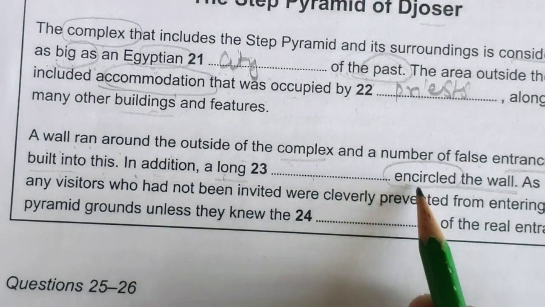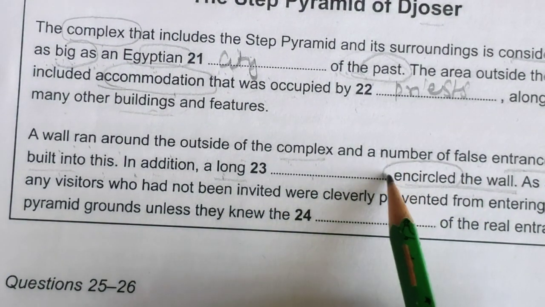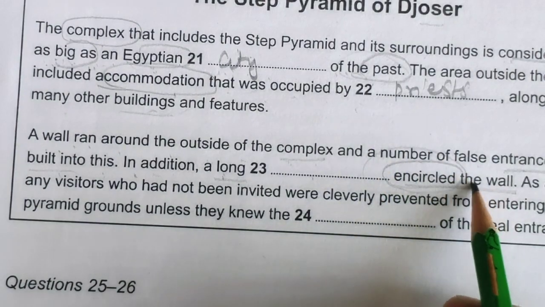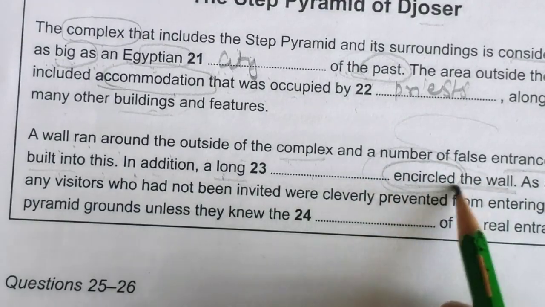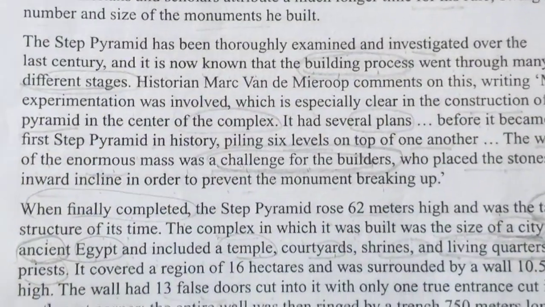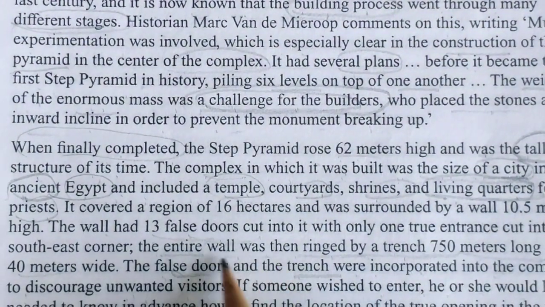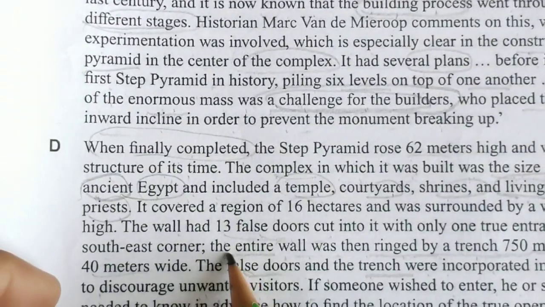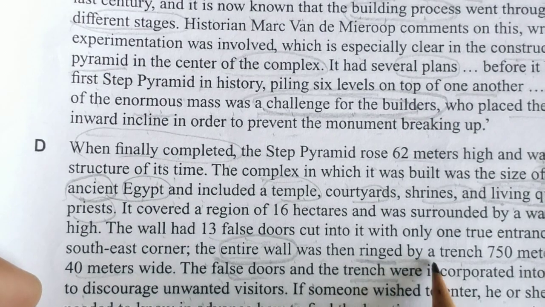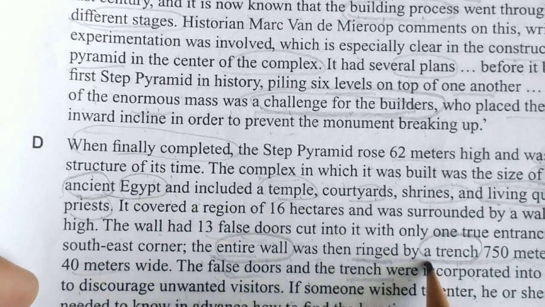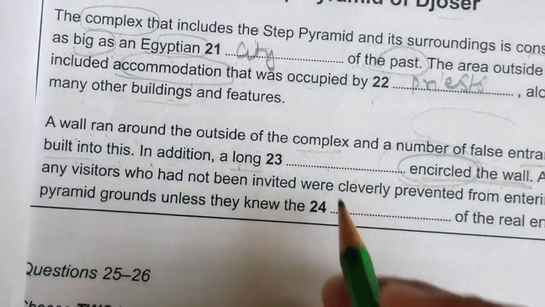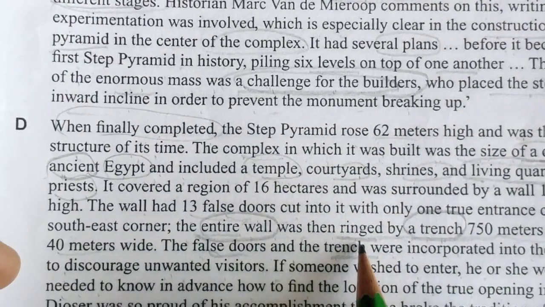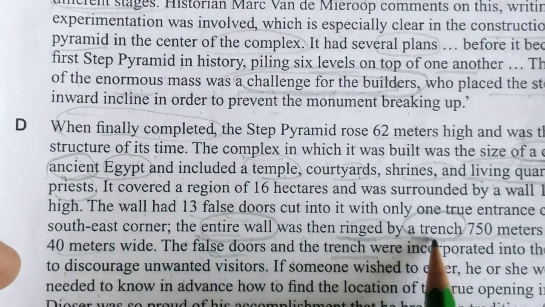Encircled means like encircled. So the wall is there. So this is the supposed wall. So encircled means it was round, and it was the entire wall. So encircled the wall means the entire wall was then ringed by a trench. So we will be writing trench, ringed by a trench. So encircled here means ringed by a trench.